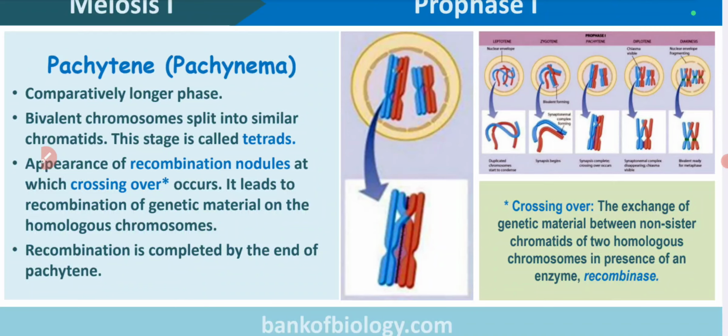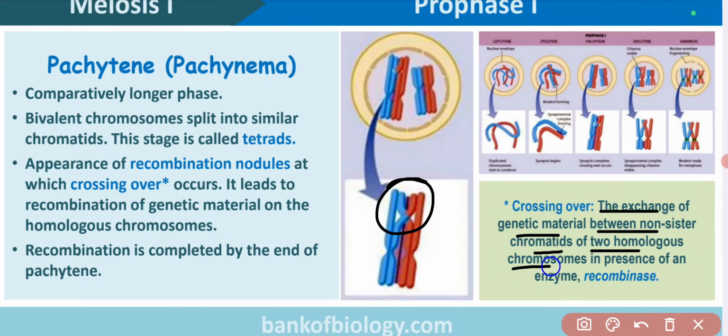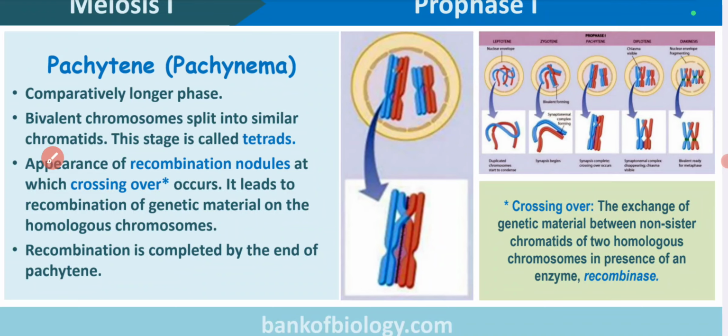Appearance of recombination nodule at which crossing over occurs. Crossing over means, you can see here, crossing over occurs here like this. Okay. Crossing over means the exchange of genetic material between non-sister chromatids of two homologous chromosomes, and it occurs in the presence of an enzyme called recombinase. Okay. Remember the term crossing over and the enzyme also. Recombination is complete by the end of pachytene.